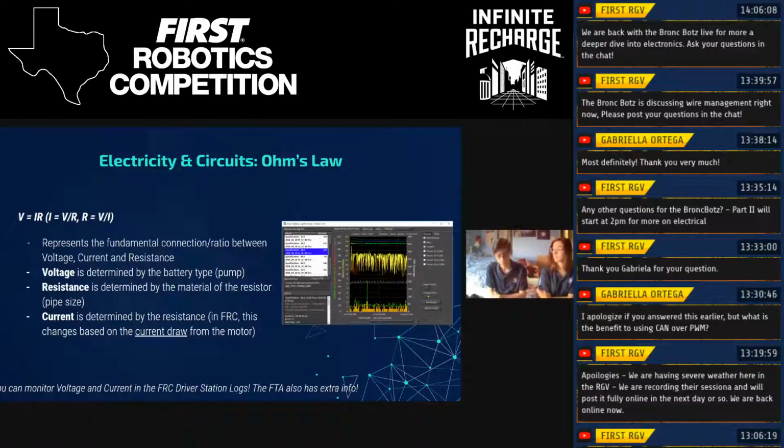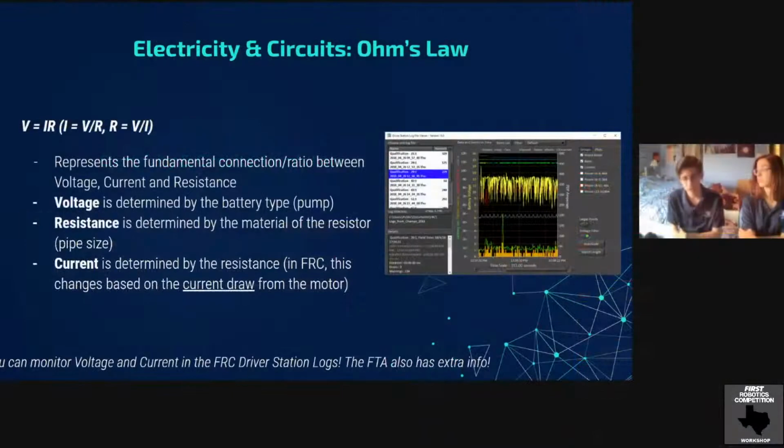And in FRC, one of the things to note is that resistance can be changed depending on how much power you're sending to your motor, how fast it's running, how much pushback it has, which is why your current draw goes up. And that's what those breakers are for, because if you pull too much current, your battery will have an issue. You can see in the picture on the slide that you can monitor voltage and current in the FRC driver station box. And the FTA, the field technical advisor, will also have extra info.